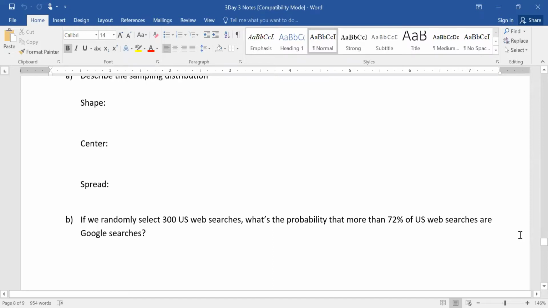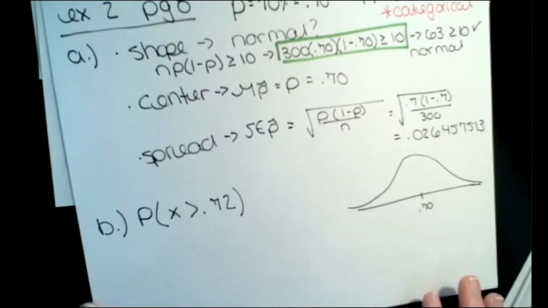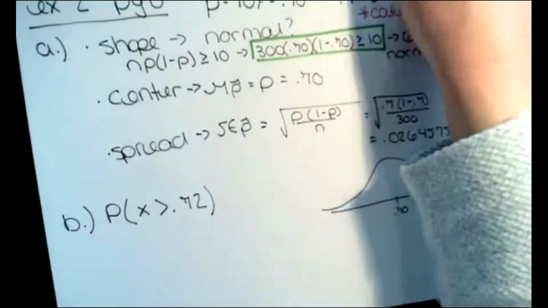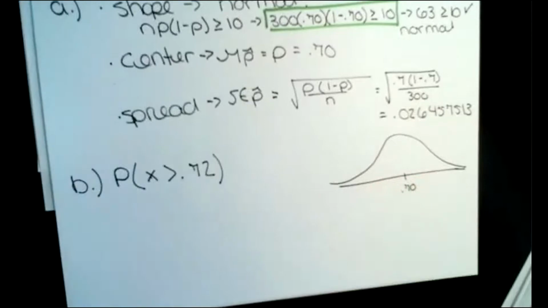So I'm just going to go ahead and write this down. What is the probability that X is greater than 0.72, 72%? Okay. Remember, what we're interested in is if they're Google searches. So I'm going to stop sharing this. Sorry if that kind of gives you guys whiplash going back and forth so much.